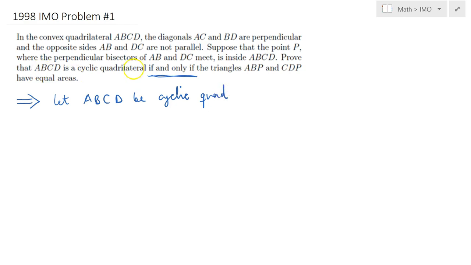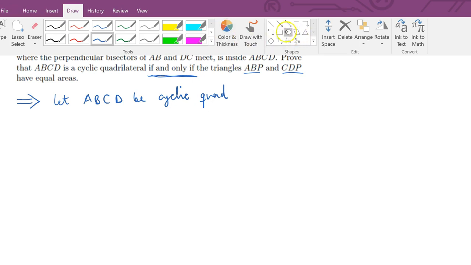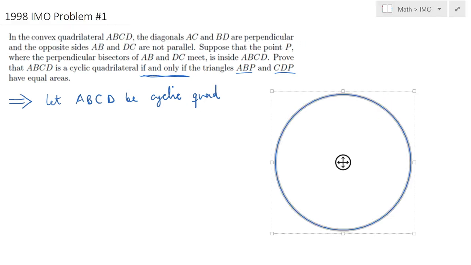And starting with this assumption, I would like to show that triangles ABP and CDP have equal areas. So let's go ahead and draw this cyclic quadrilateral. There you go. So we have our circle. We are told that the diagonals AC and BD are perpendicular to each other. So let me go ahead and draw this picture.